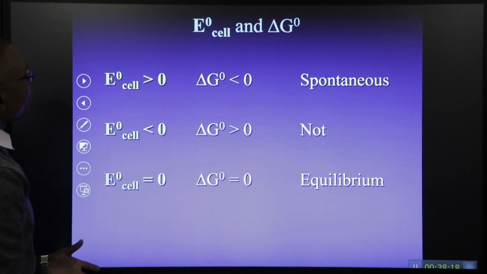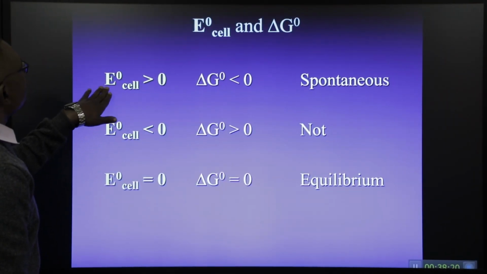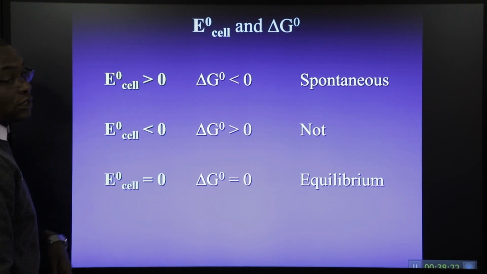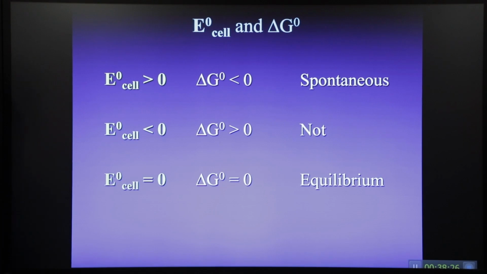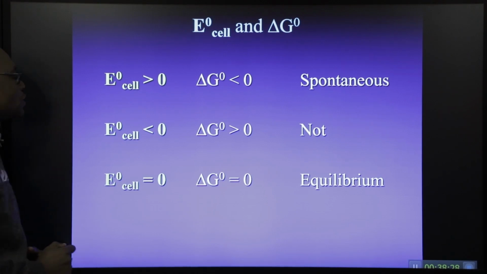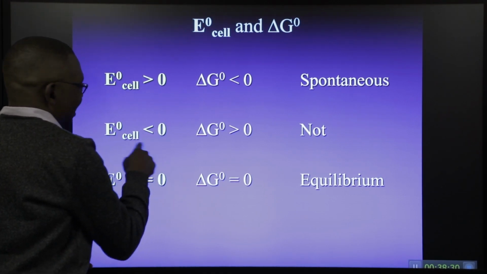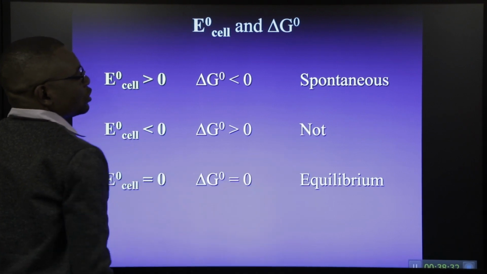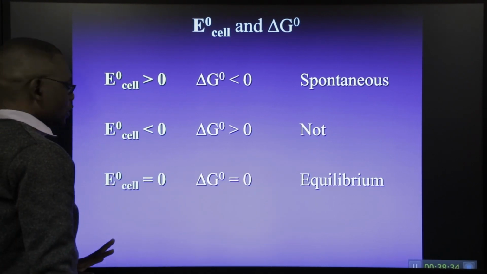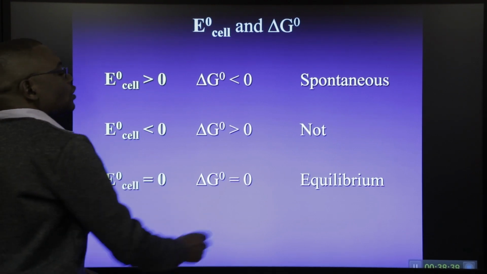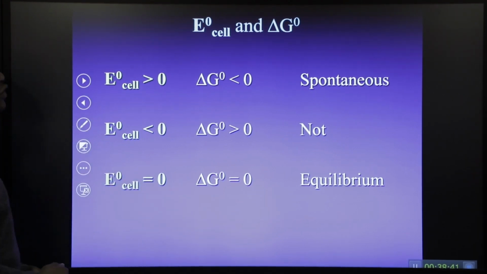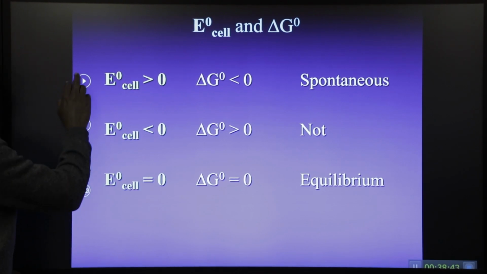So here is an example. Whenever you have got E cell which is greater than 0, you should know that it's a spontaneous reaction, a galvanic process. And where E cell is less than 0, the reaction is not spontaneous. And when E cell is exactly equal to 0, you should know that the reaction is at equilibrium.